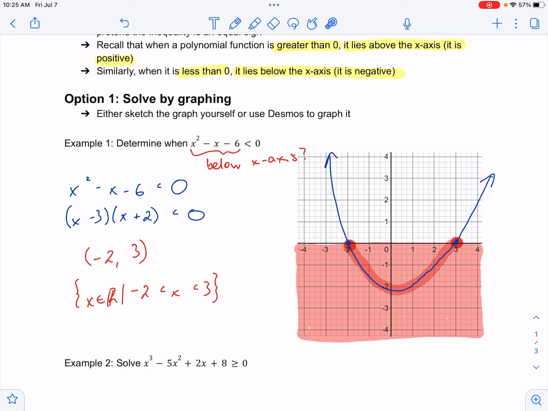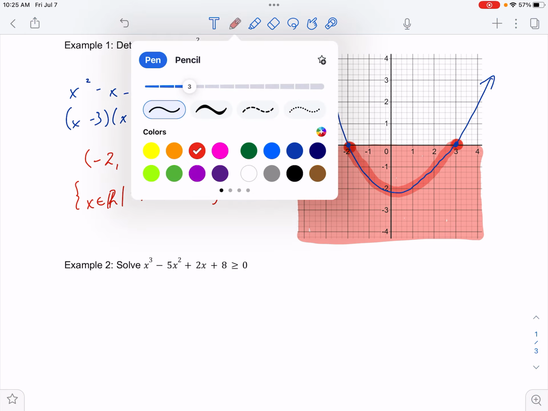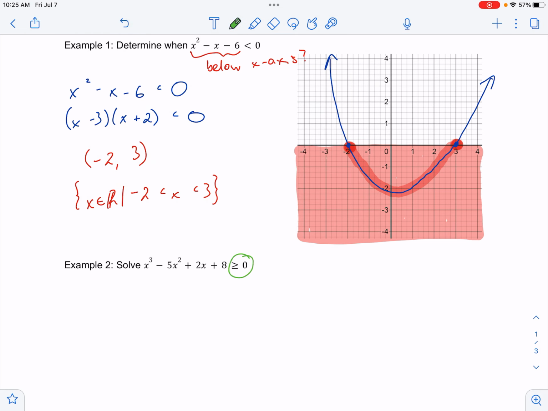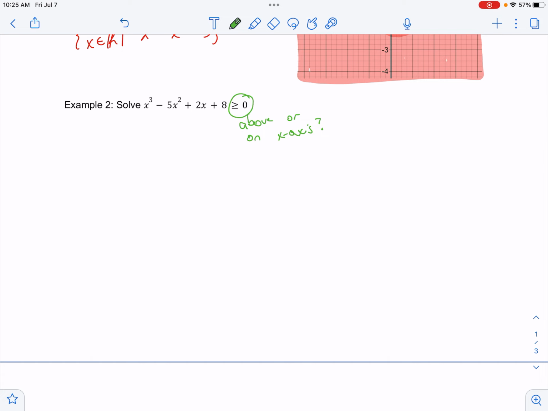Okay, simple question. Let's move on to a polynomial question here. Solve x cubed minus 5x squared plus 2x plus 8 is greater than or equal to 0. So what is this asking? Greater than or equal to 0 means above or on the x-axis. When does that happen? The only way we can do this is to determine where the x-intercepts are, so we need to factor.